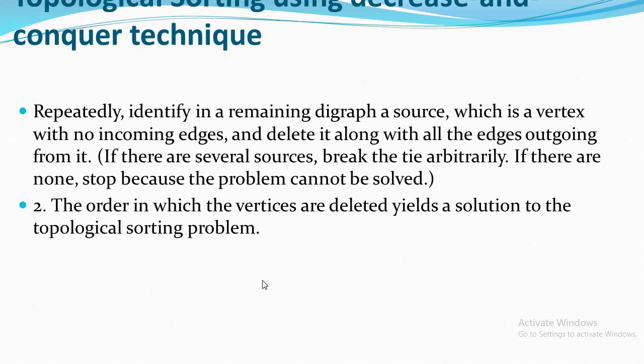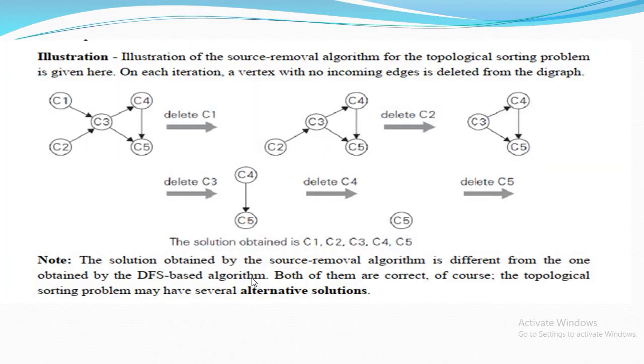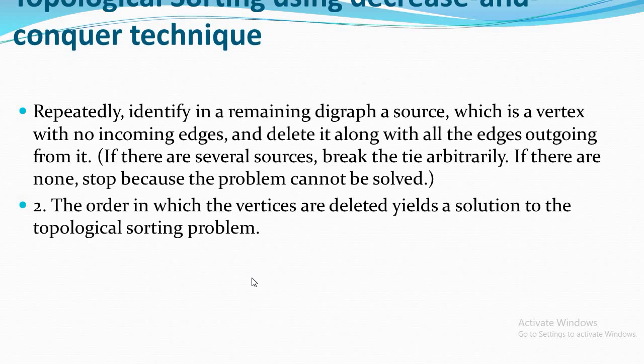The second method is the source-based method. The order in which the vertices are deleted gives the solution to the topological sort problem. This is the source vertices method. Identify in the remaining digraph a source, which is a vertex with no incoming edges. For the vertex with no incoming edges, we delete it along with its corresponding edges.